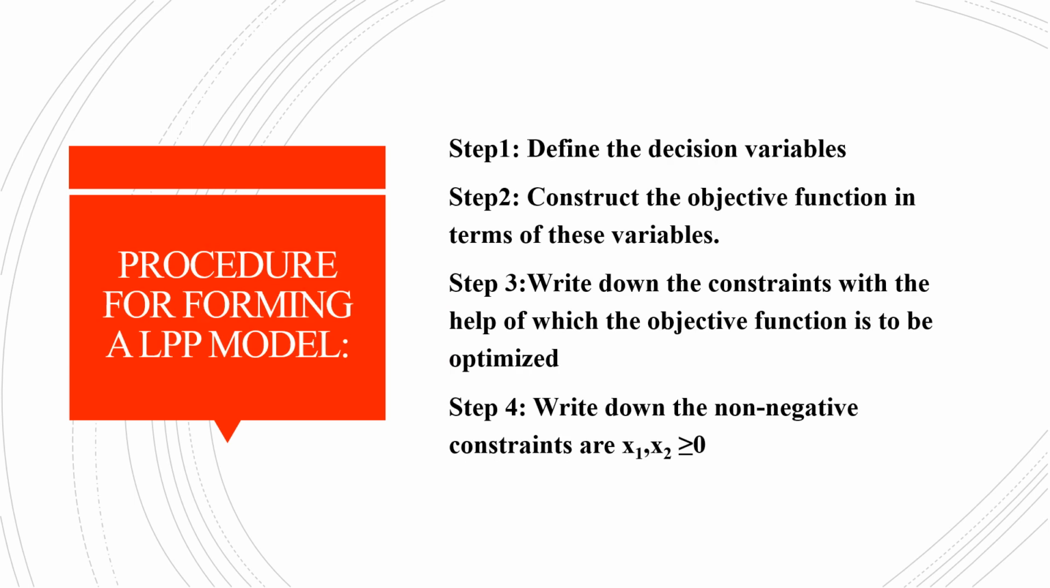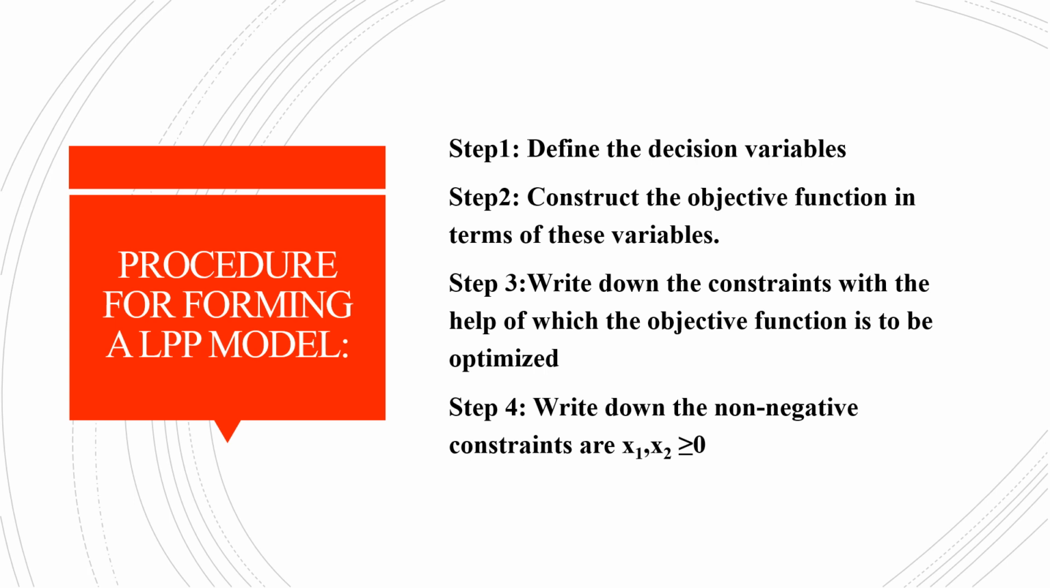Next, let us see the procedure for forming an LPP model. The following steps are usually adopted in the mathematical formulation of a problem. These 4 steps we can use for the mathematical formulation. Step 1. Define the decision variables, which means identify the unknown decision variables to be determined and assign symbols to them. Step number 2.